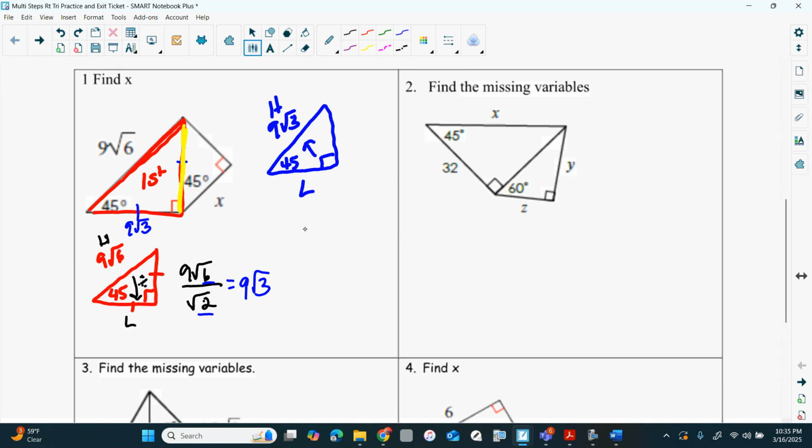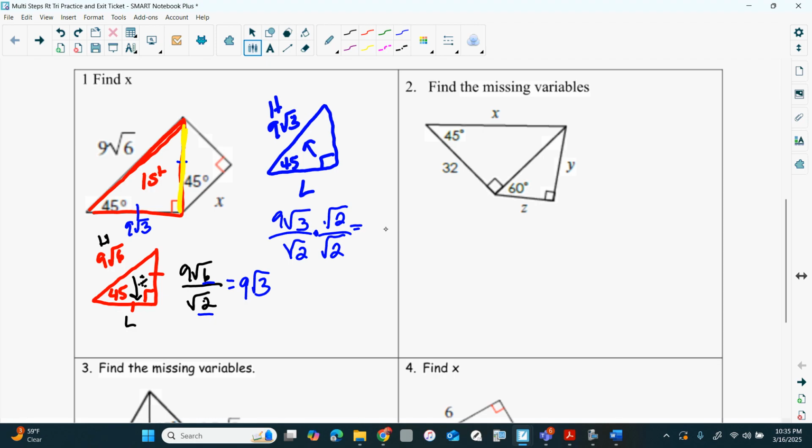I took the 9 root 3, and I divided by root 2. Now, this 2 cannot go into the 3. So this is when we have to rationalize it by multiplying by root 2, which is the top and the bottom. All right, and so we go straight across.